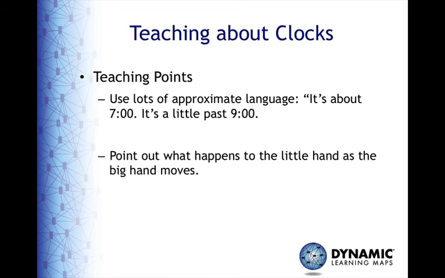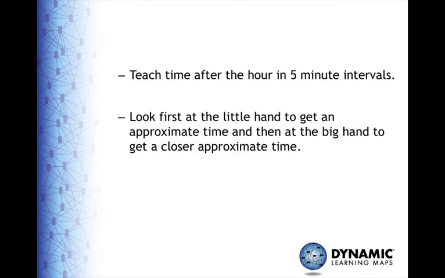Just as with the previous section on the language of time, teachers need to be sure that they are modeling words and phrases that indicate approximate times, such as about, a little after, or halfway between. This will help students think about where the clock hands are positioned. Along these same lines, we need to direct students' attention to what actually happens to the little hand as the big hand moves, and help them make the connection between the movement of the hands and the duration of 1 minute and 1 hour.